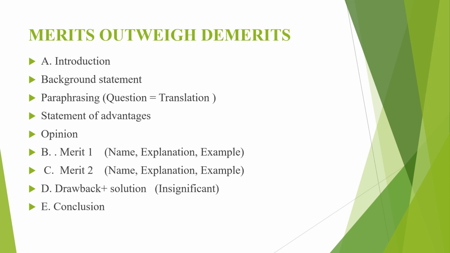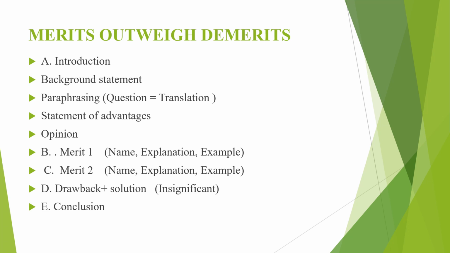Now, related to merits outweigh demerits. Again, in this type of essay, we have introduction, we have background statement, and we have a paraphrasing sentence, the question which we need to translate. Then we have statement of advantages, we have opinion. So all these points should be mentioned in the introduction paragraph. Then merit 1 and merit 2, same case as we discussed in the previous slide: for merit 1 you should name that point, explain that point, and mention an example for it. For merit 2, name it, explain it, and provide an example related to that.